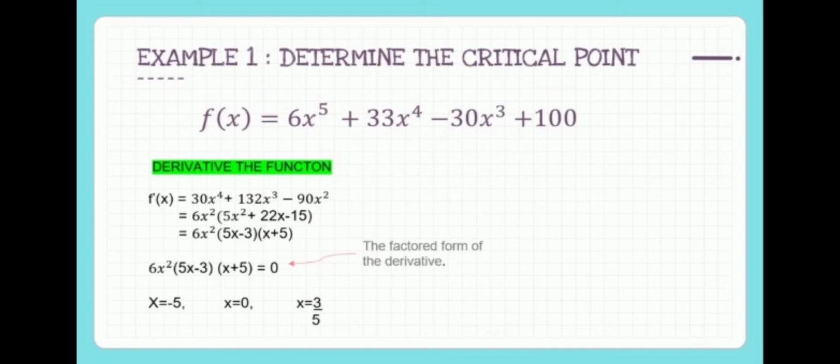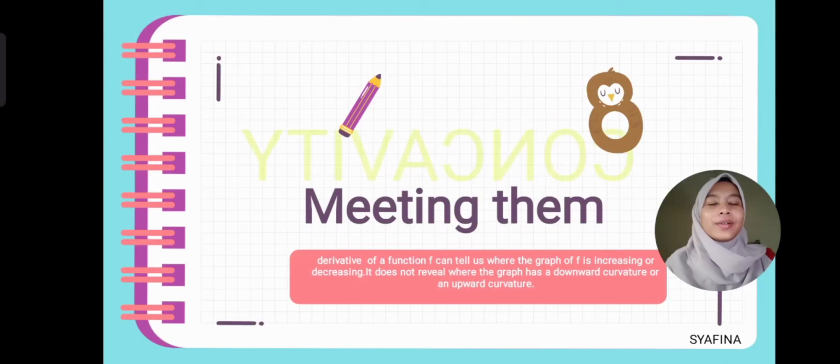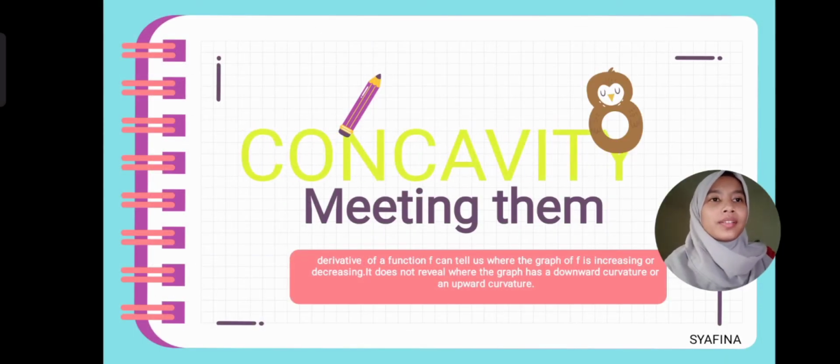After that, make the derivative equal to 0. So the factored form of the derivative is 6x^2(5x minus 3)(x plus 5) equals 0. And the critical points we get are x equals minus 5, x equals 0 and x equals 3/5.